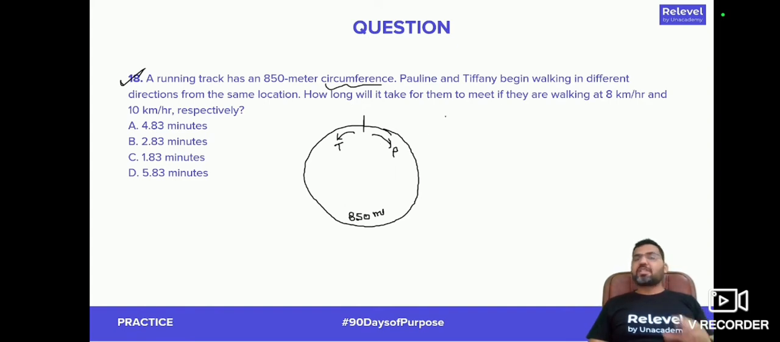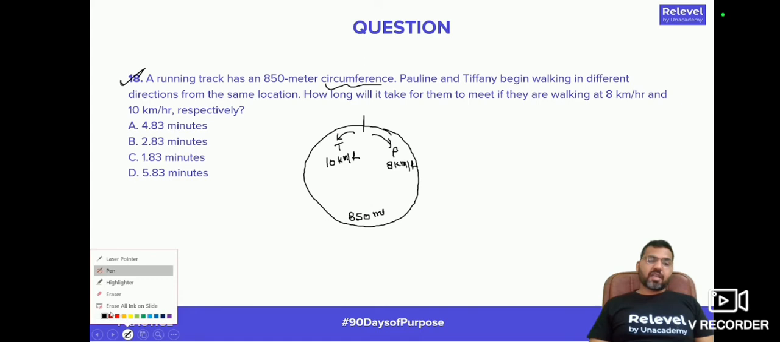How long will it take for them to meet if they are walking at 8 km per hour and 10 km per hour respectively? So this person is moving in this direction at a speed of 8 km per hour, and this person is moving in this direction at a speed of 10 km per hour. Now I see that this is a simple question of relative speed.